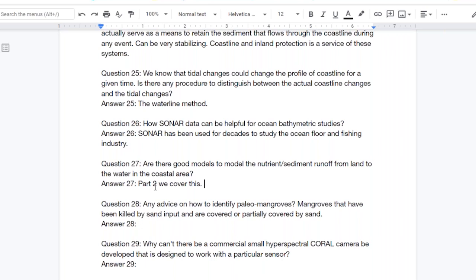Okay, I'll go into a couple more. Any advice on how to identify paleo mangroves that have been killed by sand input and partially covered by sand? No, honestly, that's not my area of expertise. But you can do some change analysis with a time series analysis, with satellite data or even airborne data maybe, and see how the mangrove cover has changed through time, whether it's related to sand or not. But that's probably as much as I can say about that one in particular.